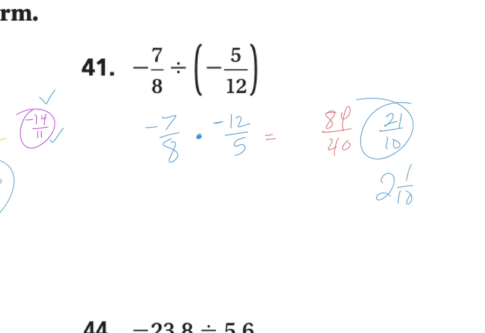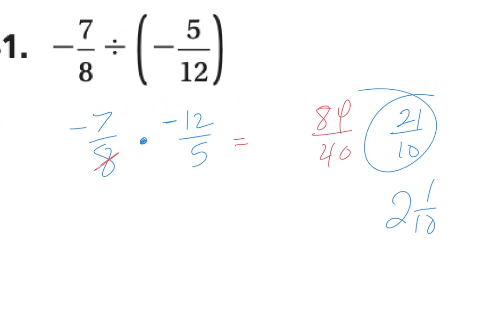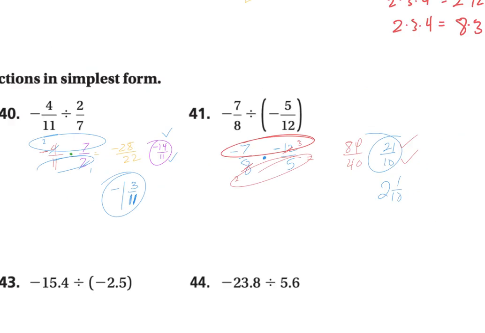If you want to simplify earlier by canceling, you can divide that by 4 and get 2. Divide that by 4, you get 3. 7 times 3 is 21. 5 times 2 is 10.